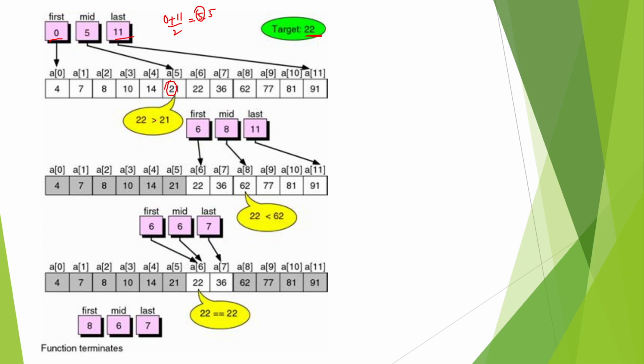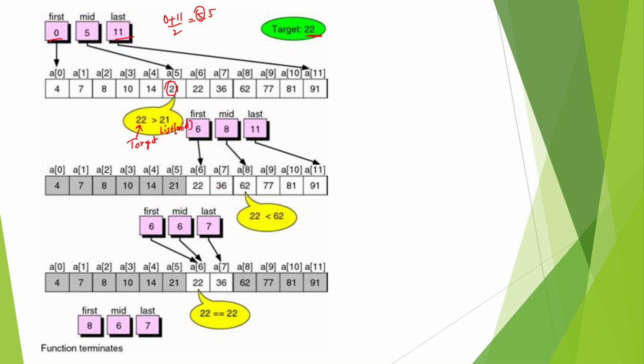So 22 is greater than 21. This is my target, and this is my list of mid. List of mid means list of 5. This is my list, and list of 5 I am comparing with target. And you see the relationship. Target is greater. So there is a possibility that target will come only in the second half, not in the first half.